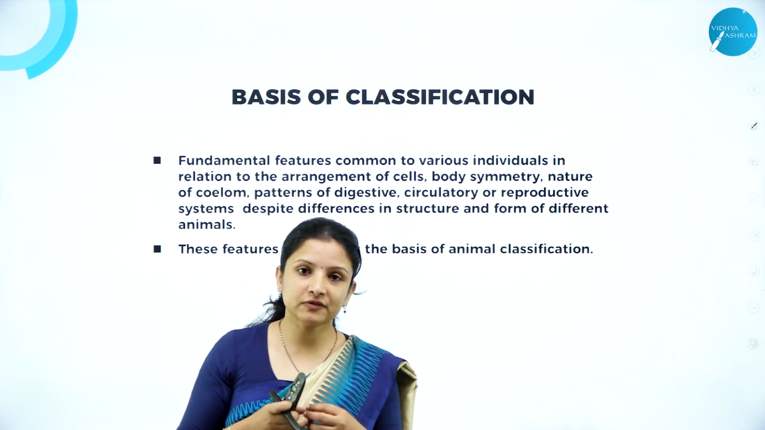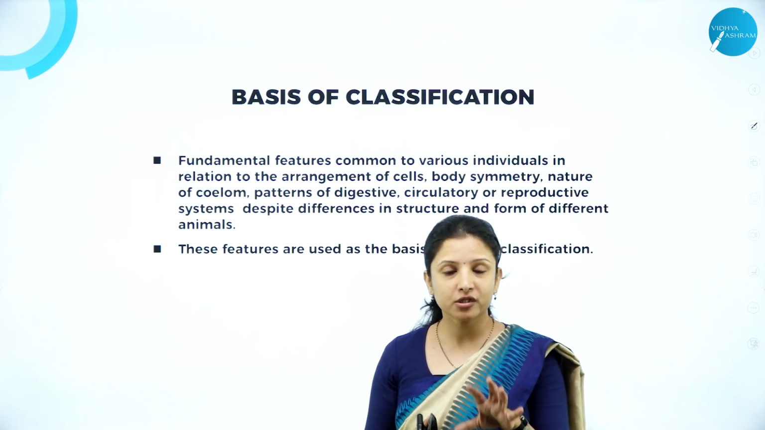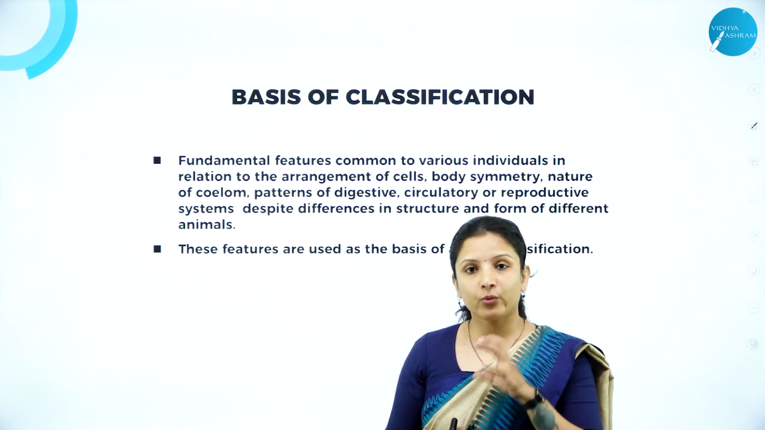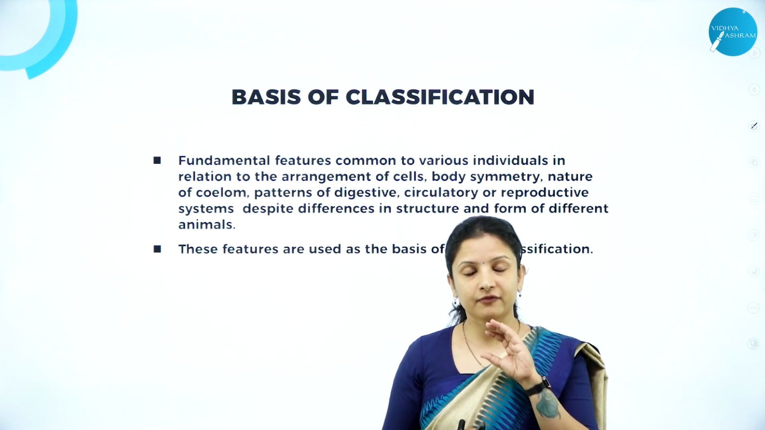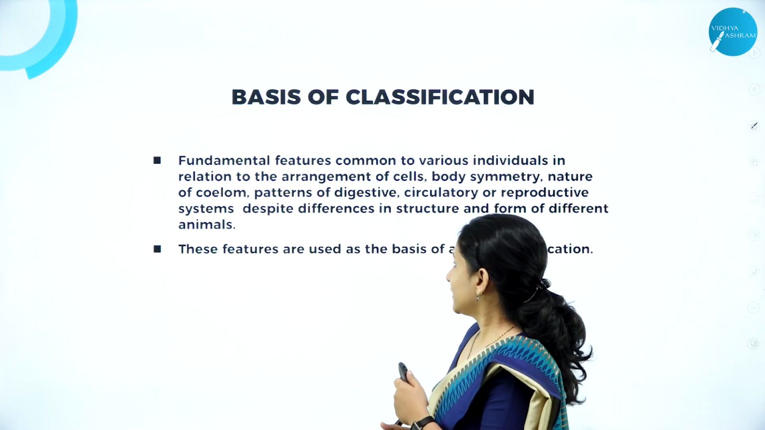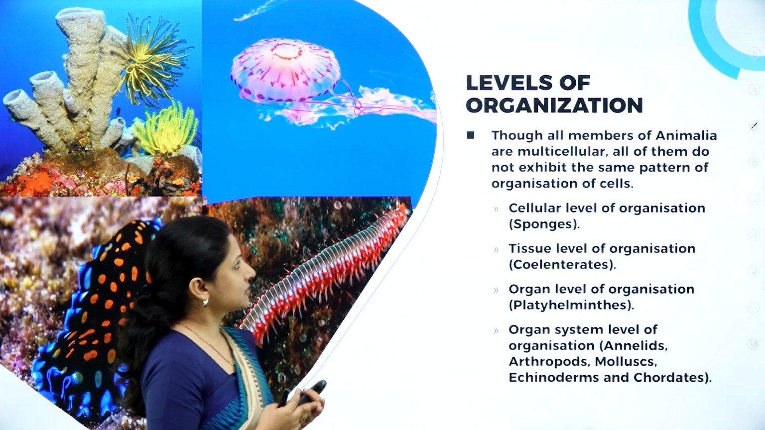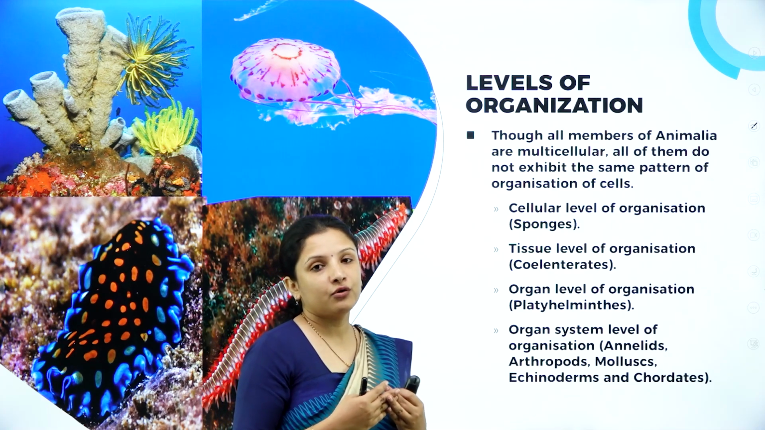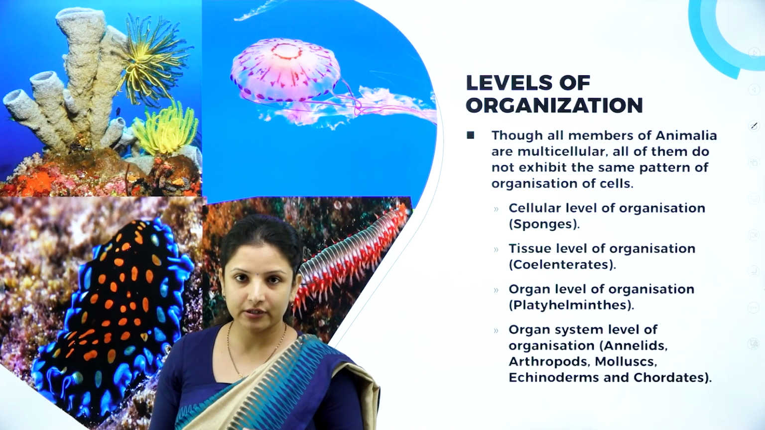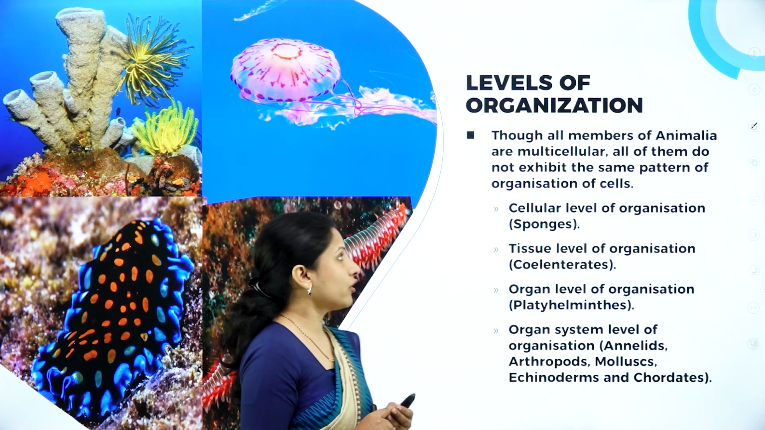Similarly here, we have some categories or considerations, or some characters to be looked at, wherein we have to see those characters and then decide exactly under which class under kingdom Animalia we have to put a particular animal. So based on that, what are those bases of classification? Let us look into it. Here the first is levels of organization. So we know about the cellular level of organization, the tissue level of organization, the organ level of organization, and the organ system level of organization.